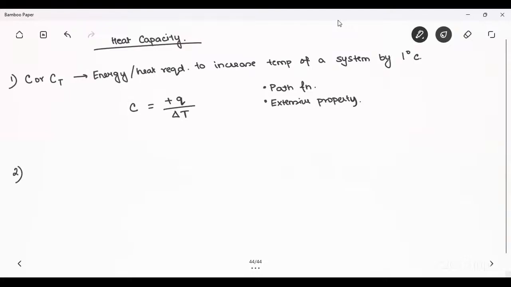Next is Cm. Cm is molar heat capacity. This is the same: energy or heat required to increase the temperature of 1 mole of a system by 1 degree Celsius. The rest of the thing remains the same. We represent it as Cm. So this is total heat capacity, and this is molar heat capacity. Cm will be Q by n delta T.